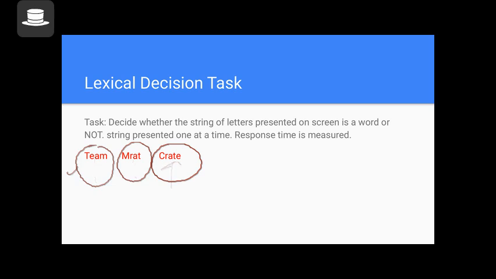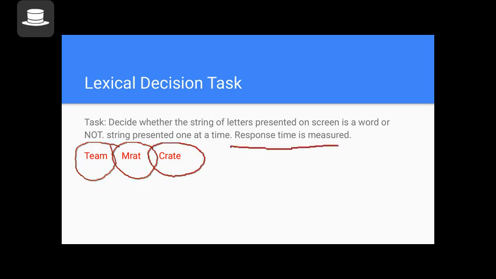If it's a word, they would say yes. If it's a non-word, they say no. So if I show you team, you would say yes. If I show you Murad, you would say no. If I show you crate, you would say yes. And what is measured in this task is the response time taken to decide, as a function of whatever the manipulation is, but the DV is the response time.